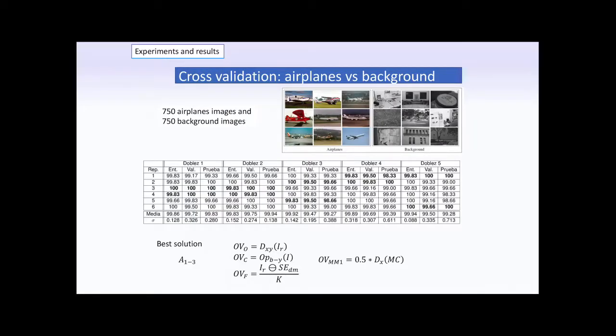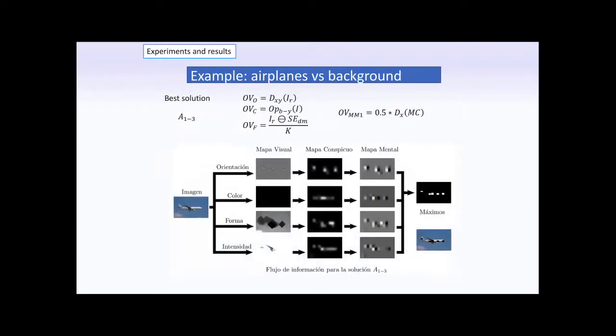We can observe here, after a cross-validation of a simple problem of airplane versus background, that we can achieve perfect solutions. And the solutions can discover problems that are very simple. This is an example of the best program that was found by the system, and we can observe how it extracts the maximum, placing it exactly where the airplane is.